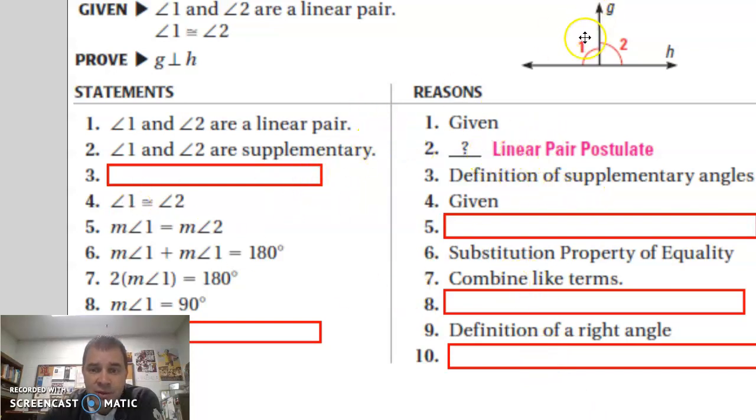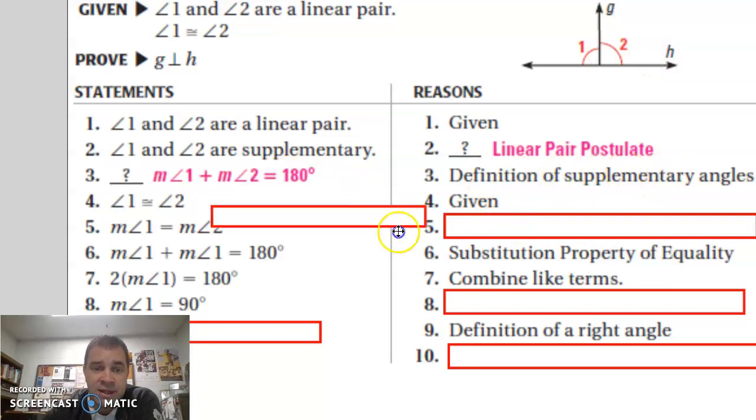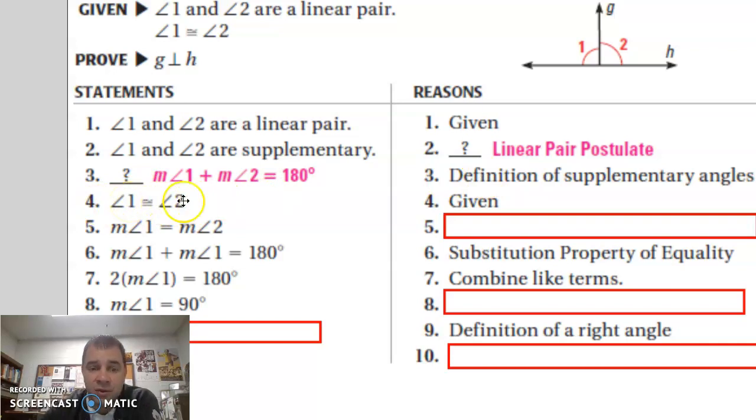If we've got 1 and 2 that are a linear pair, and we know they're supplementary, what does that mean? We're going to define supplementary. It means that they add up to 180 degrees. So we could say that 1 and 2 have to add to 180 degrees. We didn't have this up at the top. We could have, but now is a good time to bring in that second given where 1 and 2 are the same angle. They're congruent.